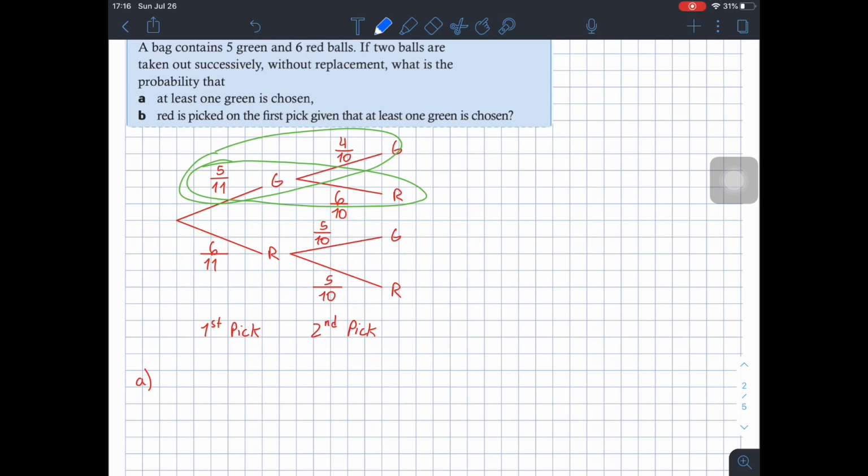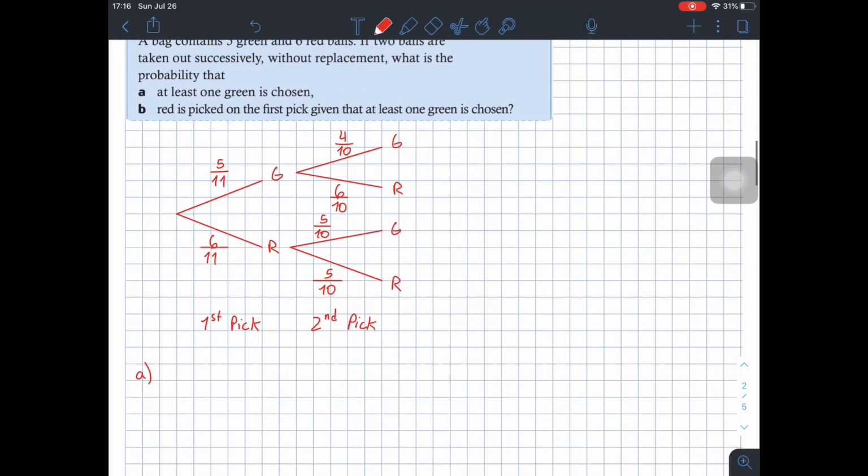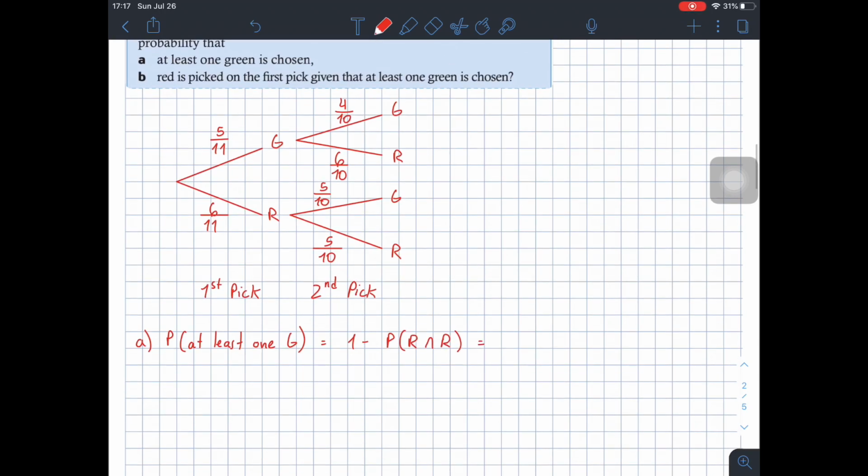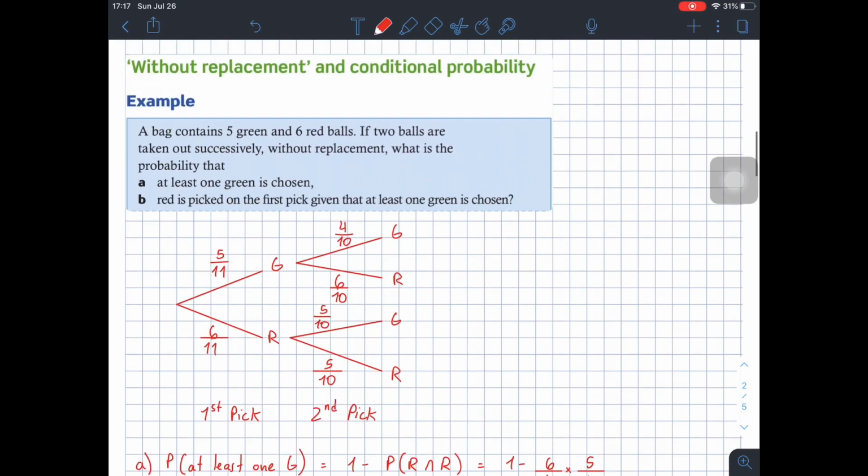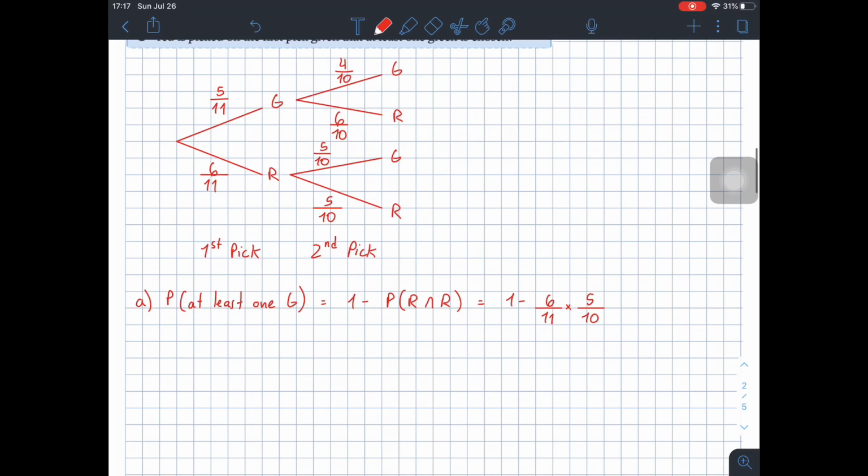So I'm going to do that short way because I want you to be able to easily identify when this is applicable. So probability of at least one green would be equal to 1 minus the probability of picking red and red, right? So this is 1 minus probability of red and red, which would be 6 out of 11, the probability of picking the first red, times 5 out of 10, which is the probability of picking the second red, because we're talking about probabilities without replacement, right? So then we need to solve this.